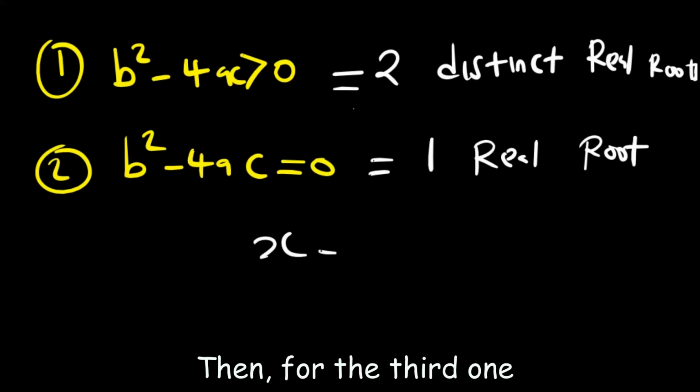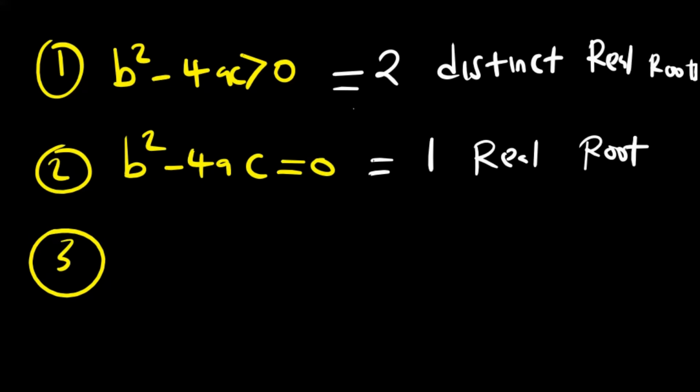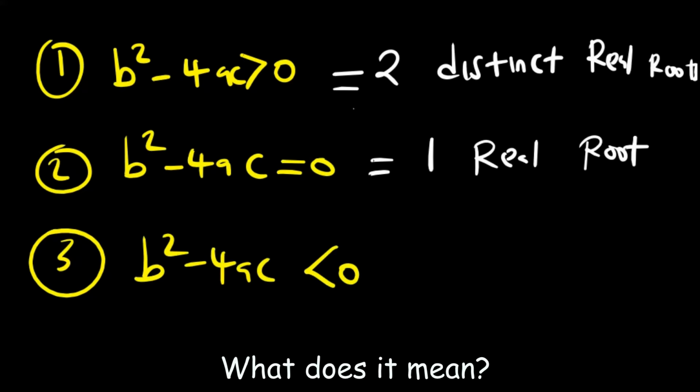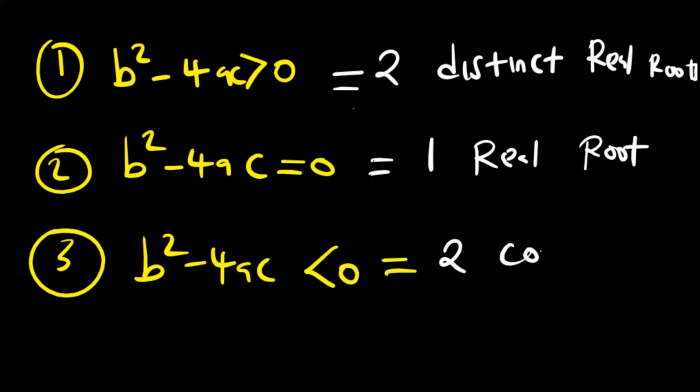Then for the third one, what if you now have a negative number? If b squared minus 4ac is less than 0, what does it mean? This means that you are going to have two complex roots.